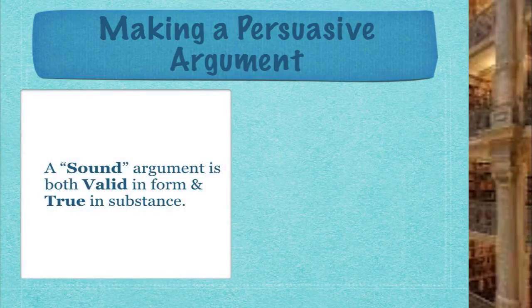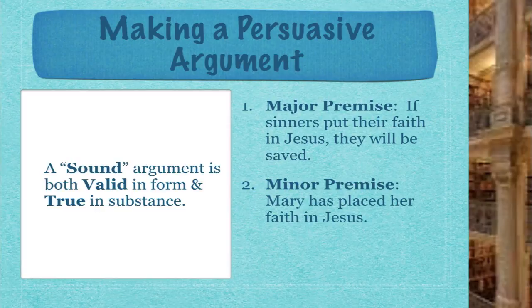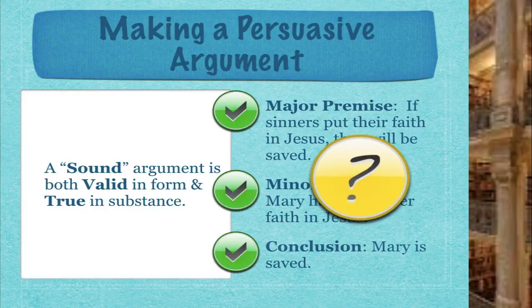Now, a sound argument is both valid in form and true in substance. So here's a major premise. If sinners put their faith in Jesus, they will be saved. There's the minor premise. Mary has placed her faith in Jesus. So what's the conclusion? Mary is saved. Again, looking at all three components, we could say that each one is verifiably true, but there's still a point of doubt. Is that persuasive? Well, to some people who would believe the Bible, that would be persuasive. To other people, it is not persuasive. Even though it is valid in form and it's true, it may not persuade the person listening.